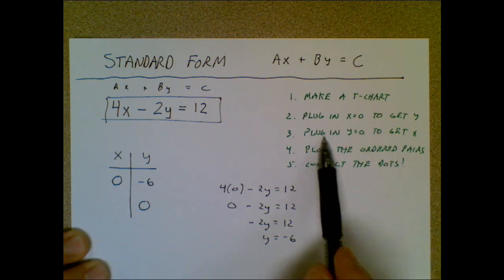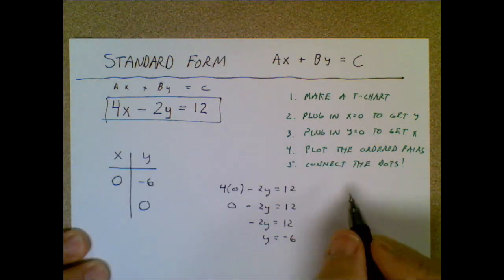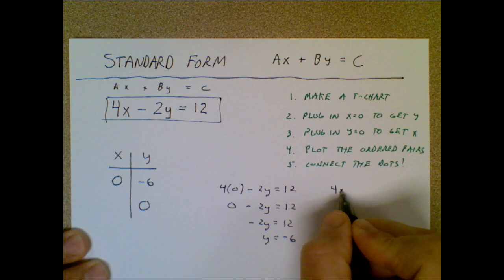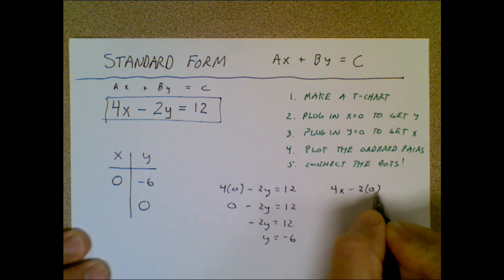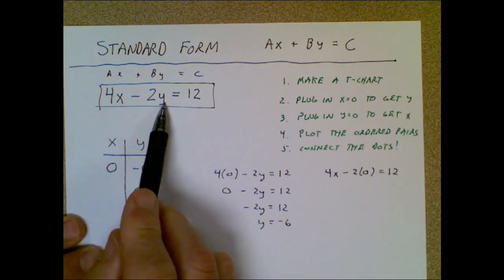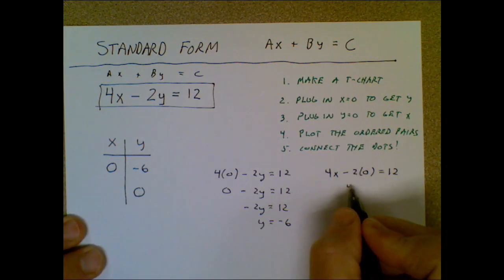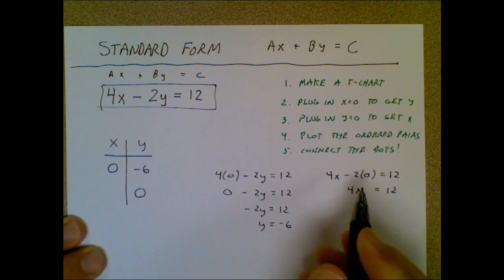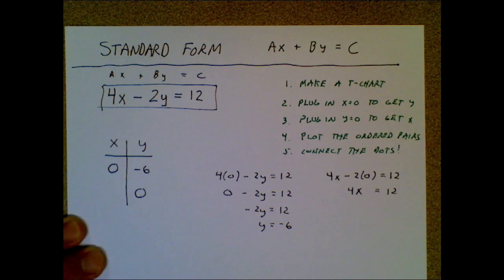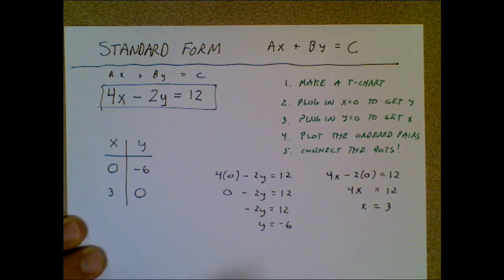Now I'm going to plug in y equals 0 to get x. So I take the same equation that I had, and now I'm going to plug in y equals 0. So 4x minus 2 times 0 equals 12. This is the equation, but now my y is 0. The beauty of that is negative 2 times 0 is 0, so that just goes away. So I have 4x equals 12. Divide each side by 4, and I get x equals 3.